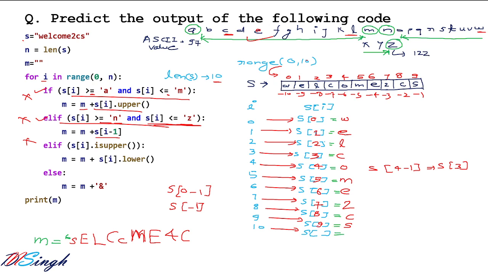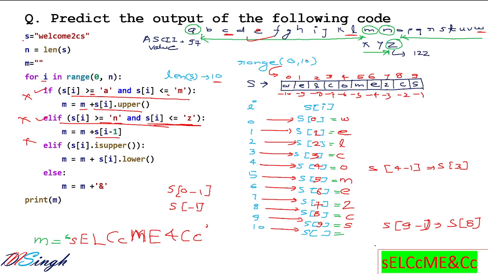Small s comes under this part. So here what is going to happen: s of 9 minus 1, that is s of I minus 1, is equal to s of 8. What is at s of 8? Small c. So small c will be added here, concatenated, and this is our final output. Let us see the answer. So this is the answer: small s, capital E, L, capital C, small c, M, capital E, ampersand, capital C, small c.